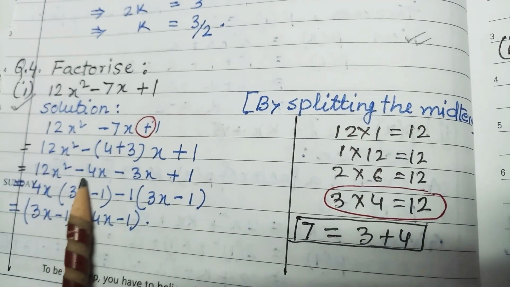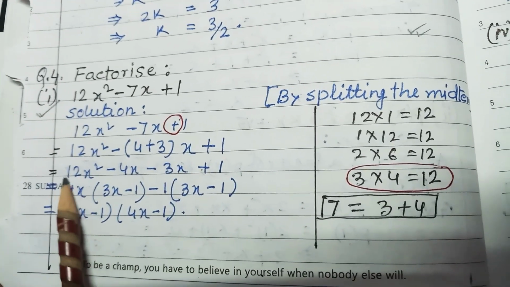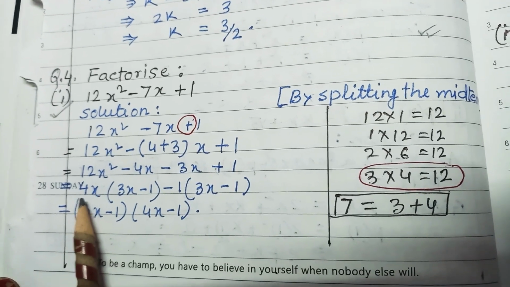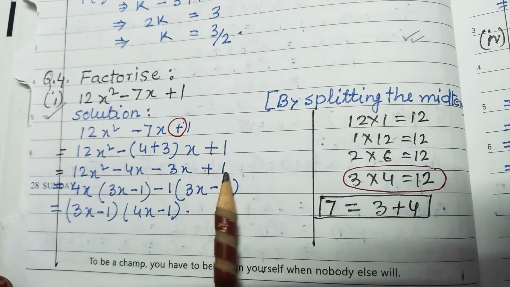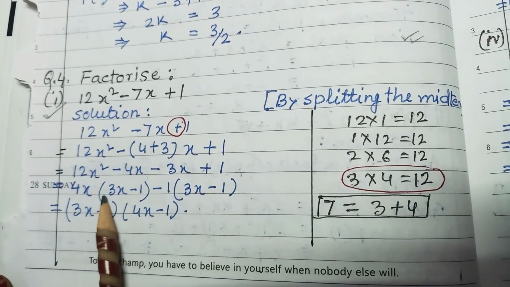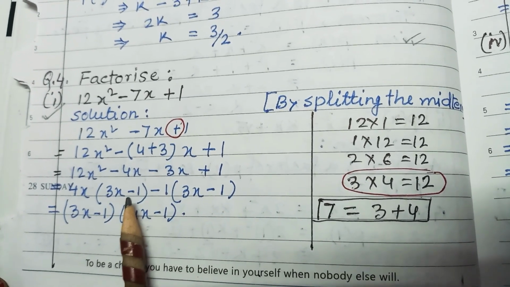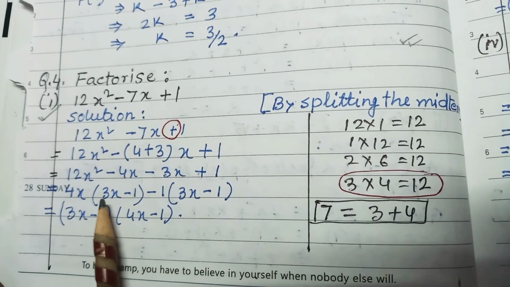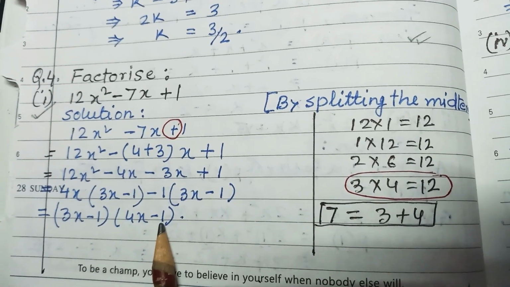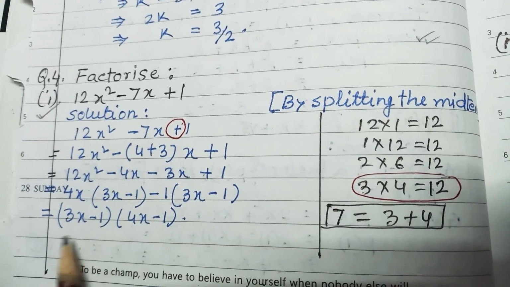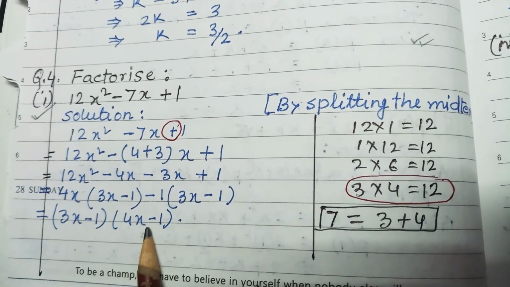Now 12x square minus 4x minus 3x plus 1. Out of these two terms, you take 4x as common, 3x minus 1, and from these two you take minus 1 common, it is 3x minus 1. Again 3x minus 1, 3x minus 1. Within the bracket these two terms must be the same. You keep that in your mind. So it is 3x minus 1 and 4x minus 1 as the other term. So this is middle term factorization. Factors means multiplication form, so it is written in multiplication form.